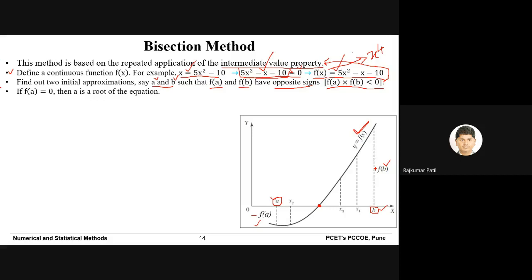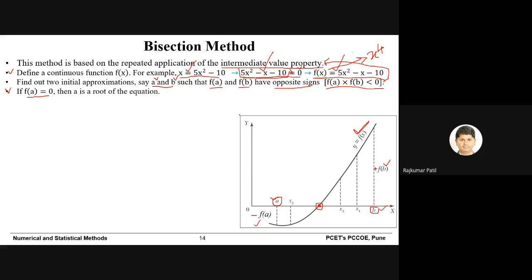Sometimes what happens is that when you assume an initial value A, any value, and put it into the function f(x), f(A) becomes 0. If f(A) becomes 0, then you can definitely say that A is the root of the equation. So at step 1, you will get the root of the equation. In rare cases this is possible. So if f(A) becomes 0 for a given value of A, then this will be the root of the equation.